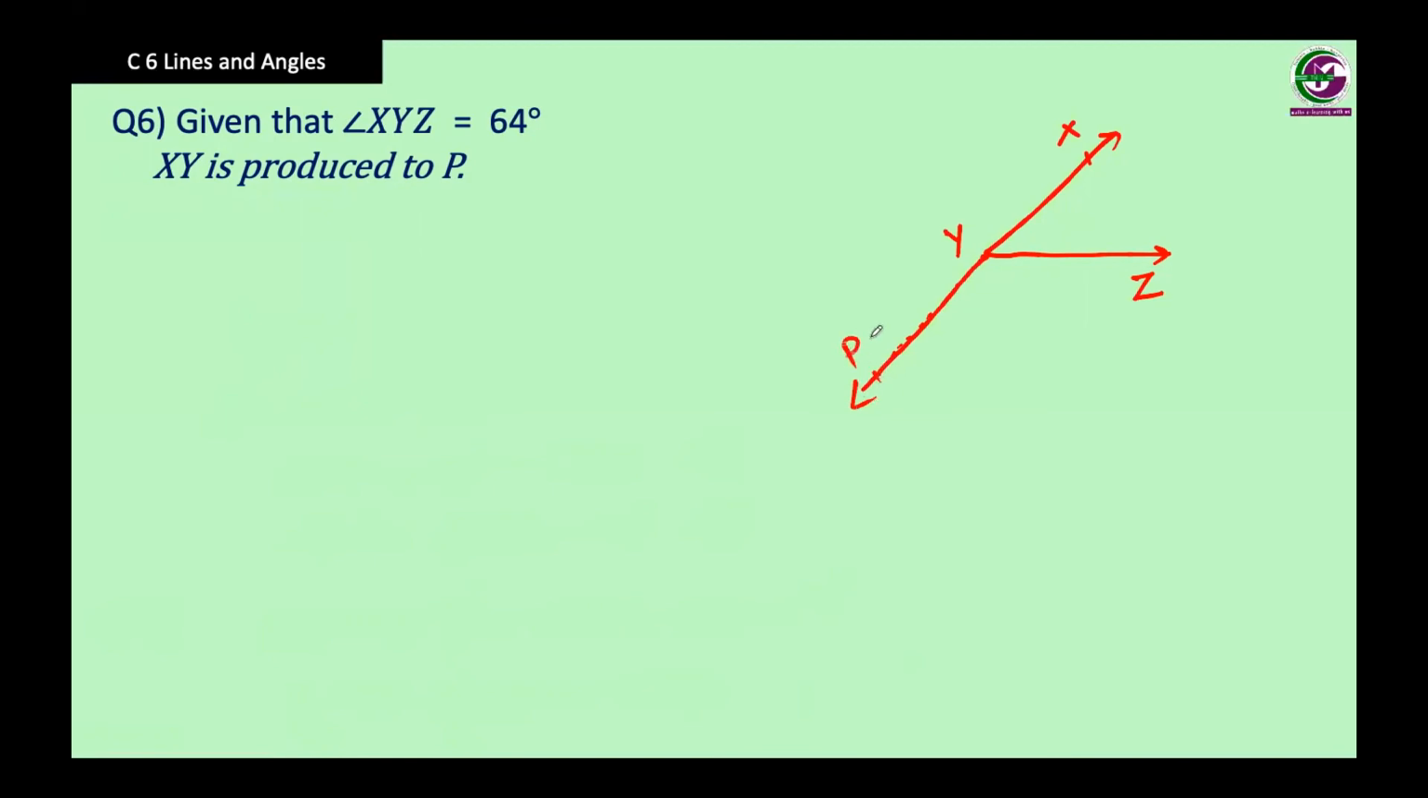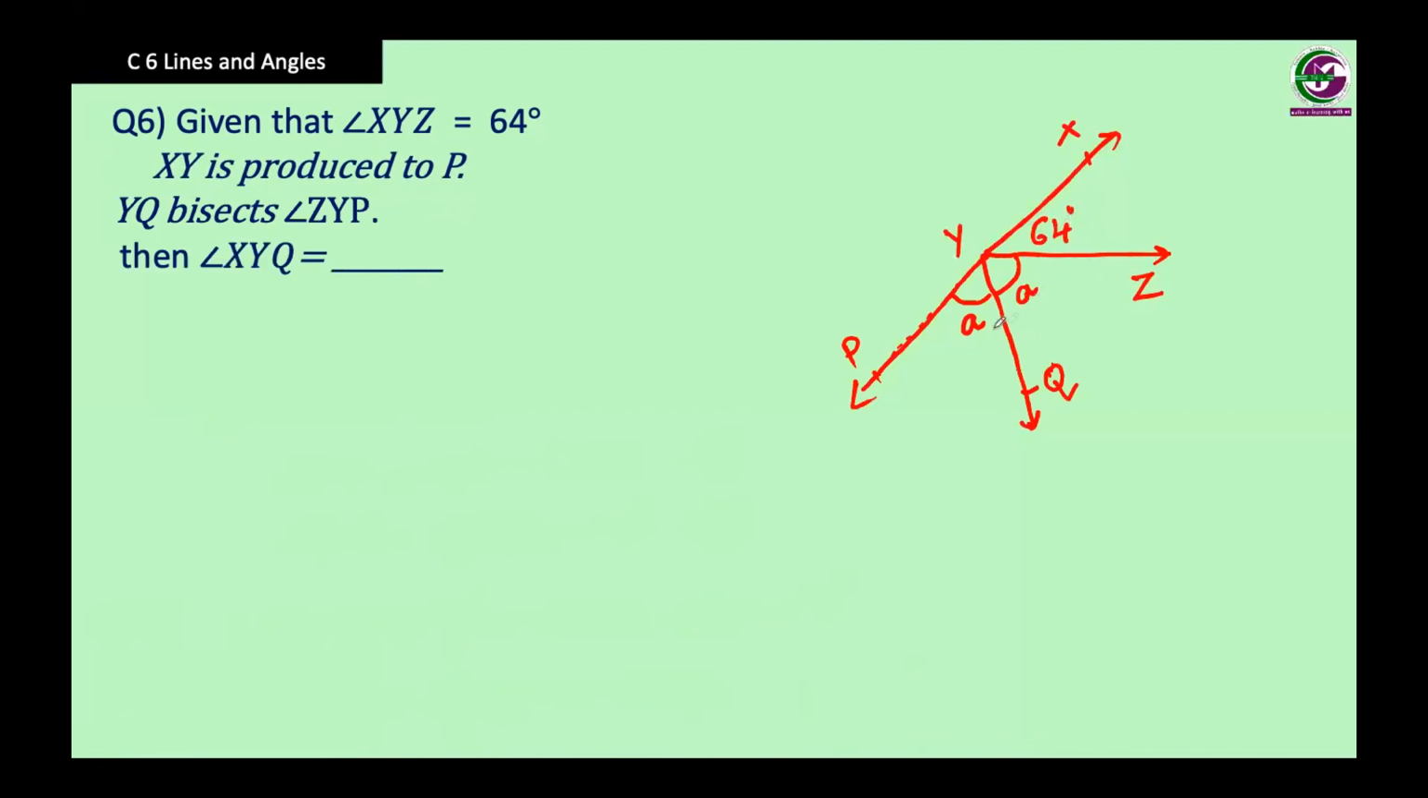And the next one is YQ bisects ZYP. ZYP is here. Bisect means cut into two parts. So it is equally cut into two parts. So through this we have a ray which is named as YQ. So they said these two are equal. So let us name it as same angles, A and A. This angle is 64. These are the given information. We have to find XYQ, which is the angle marked by the blue color.